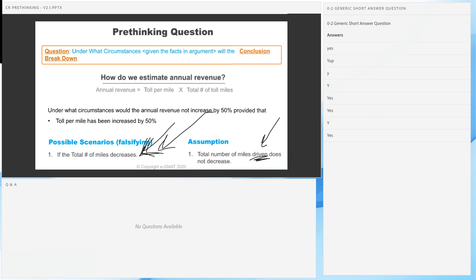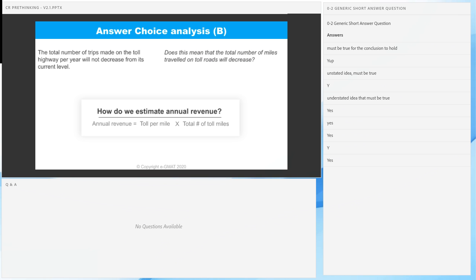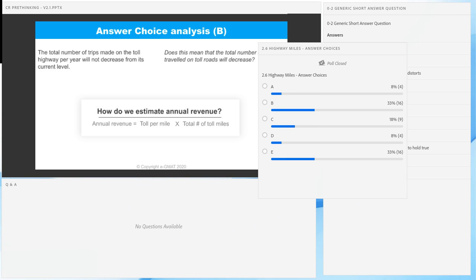Good. Now, what's my fundamental definition of an assumption? Can you guys recite that definition again before we look at the answer choices? It's an unstated idea that must be true for the conclusion to hold true. Absolutely correct. With that in mind, let's look at the answer choices. Let me bring in the poll question. This is how you guys polled. This is what you chose over here.